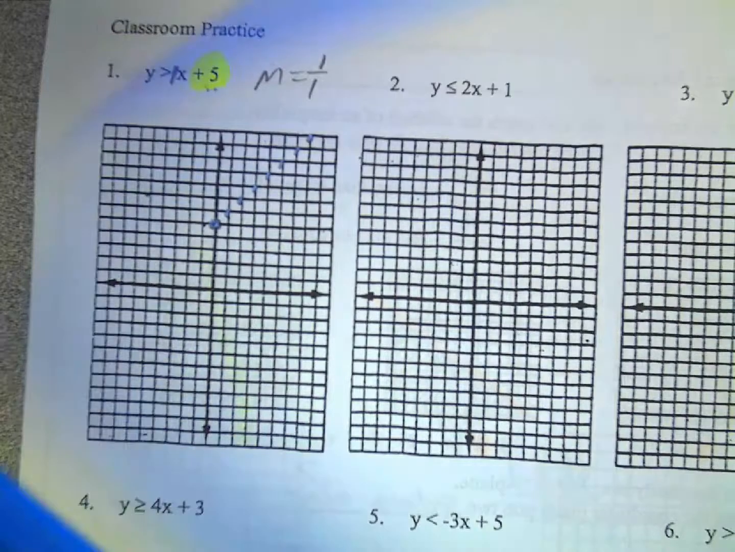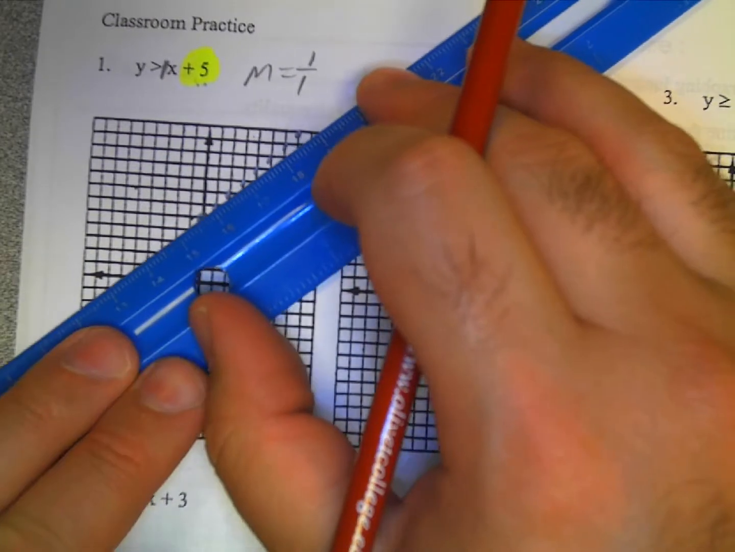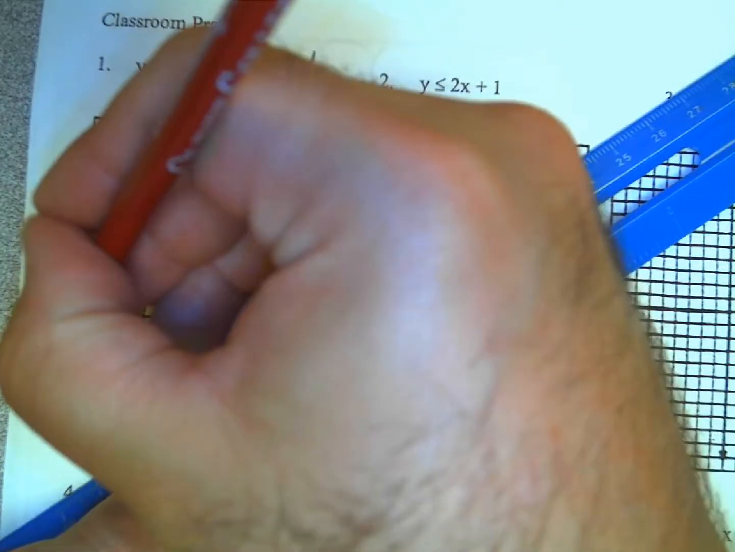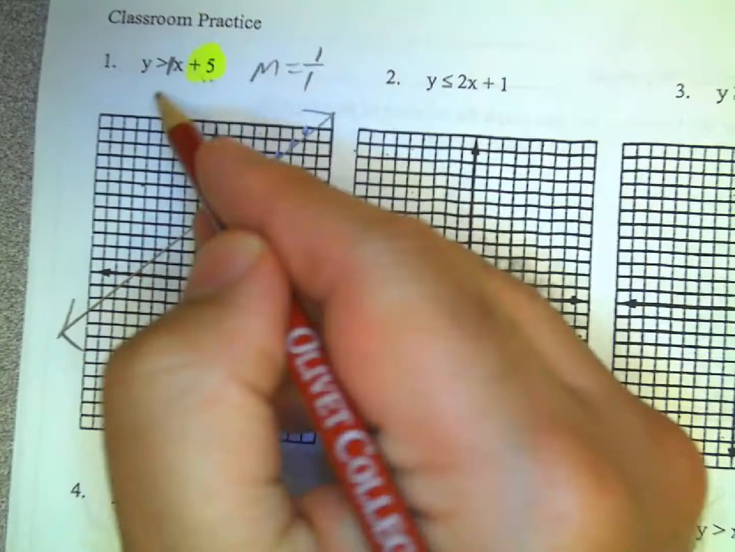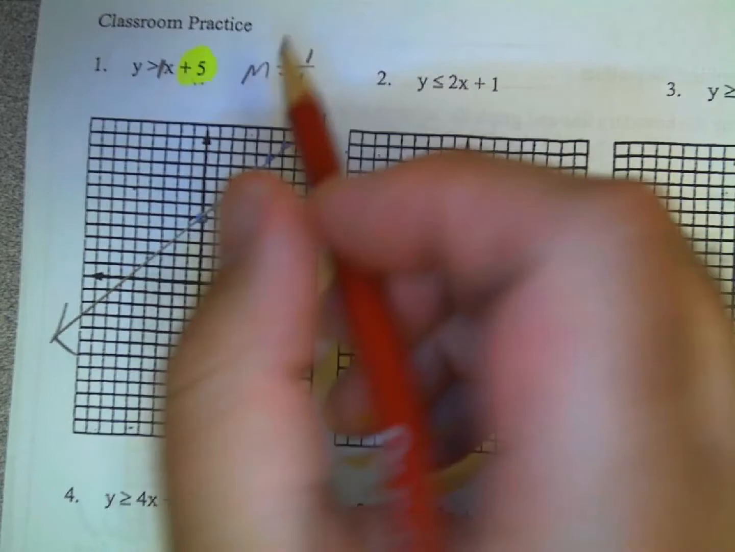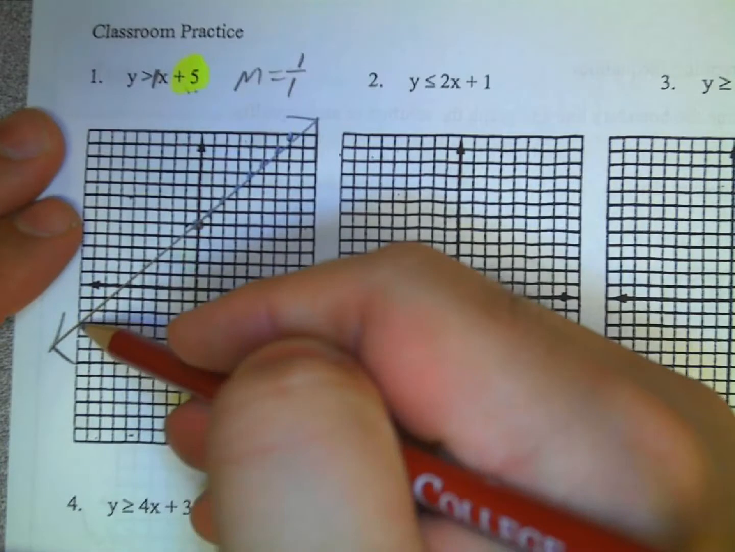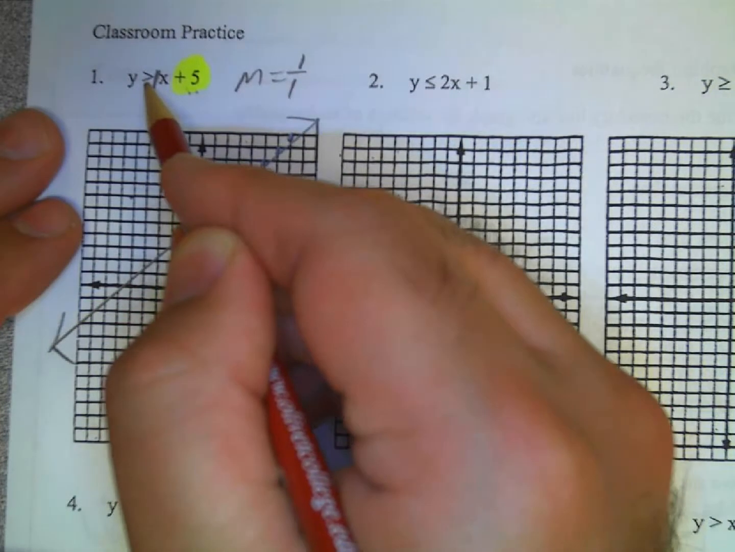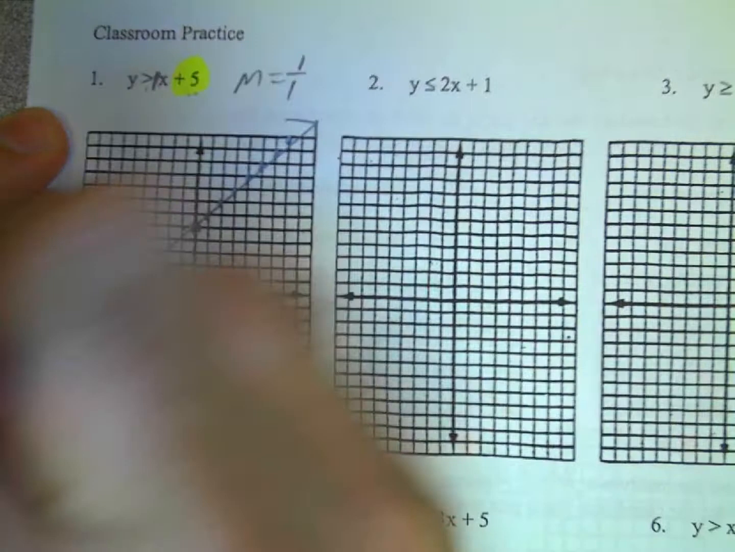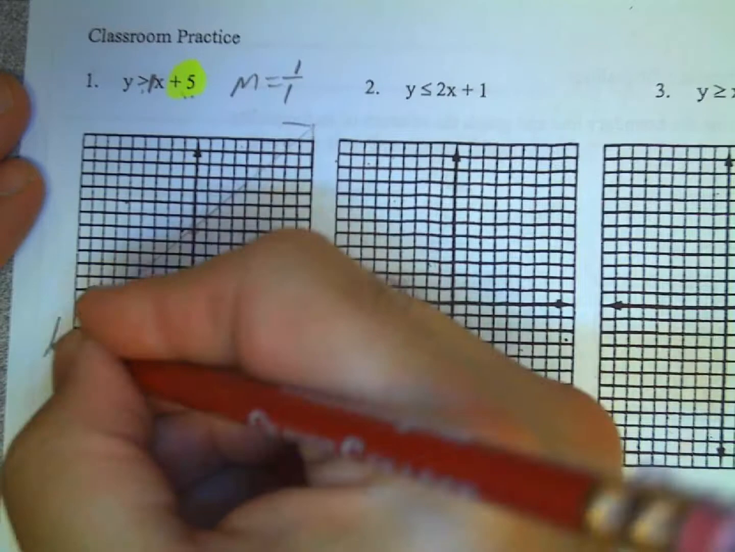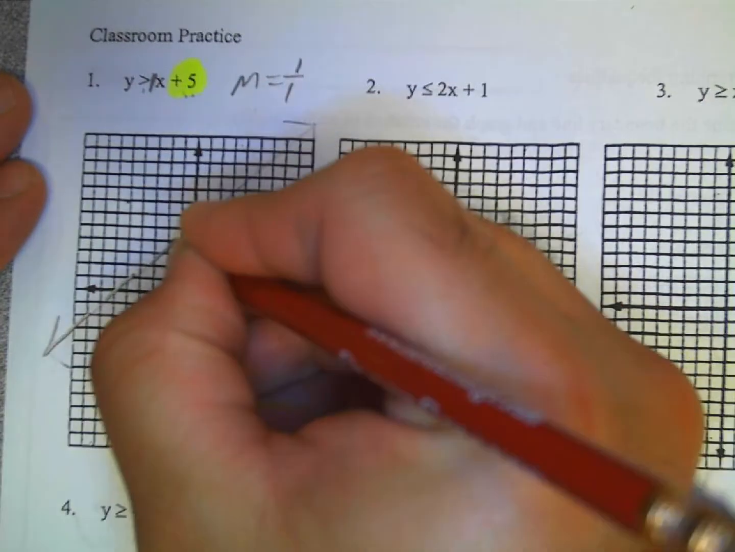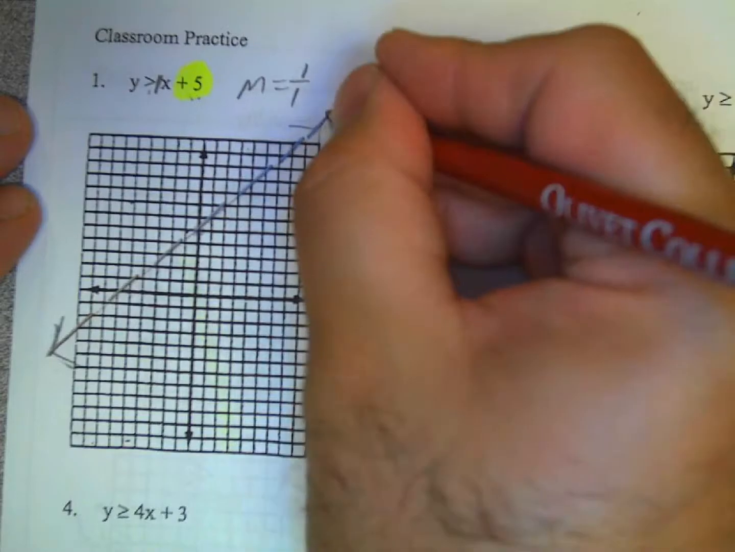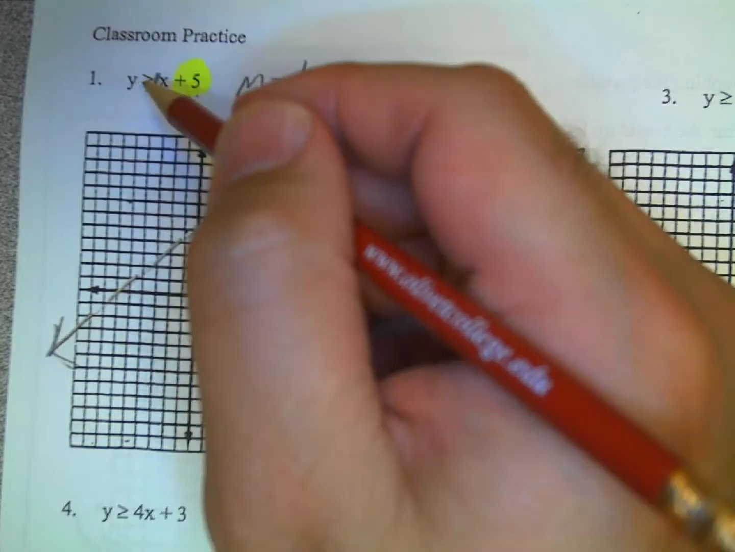But if you look there, I got a nice line, right? We're going to use our ruler. We're going to make our line. And now, the thing I did wrong, if you look, is this is not supposed to be a solid line because there's no equal to. So what I have to do is dash it. Dash my line. Alright? Because this line is not going to be a part of my solution.